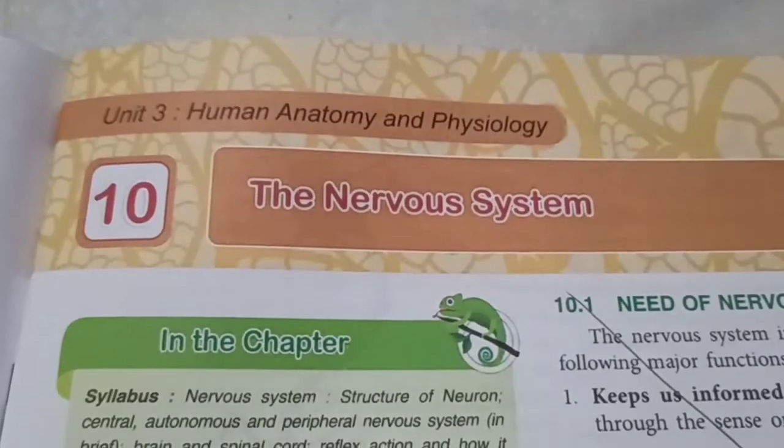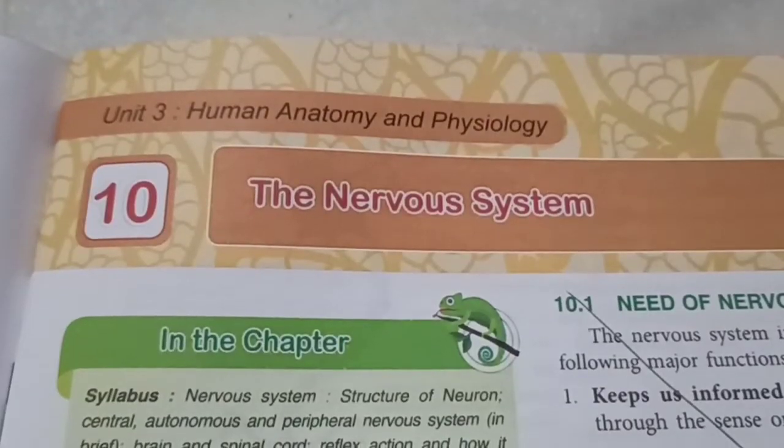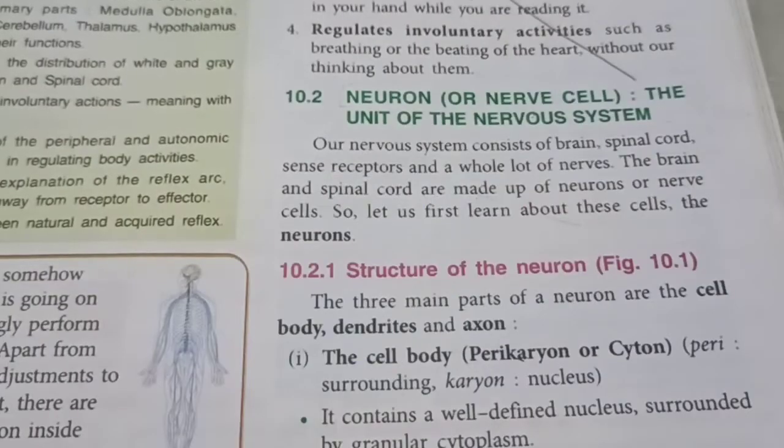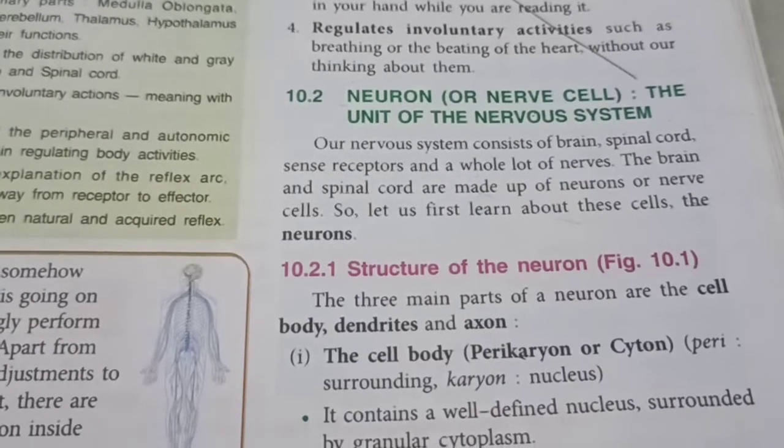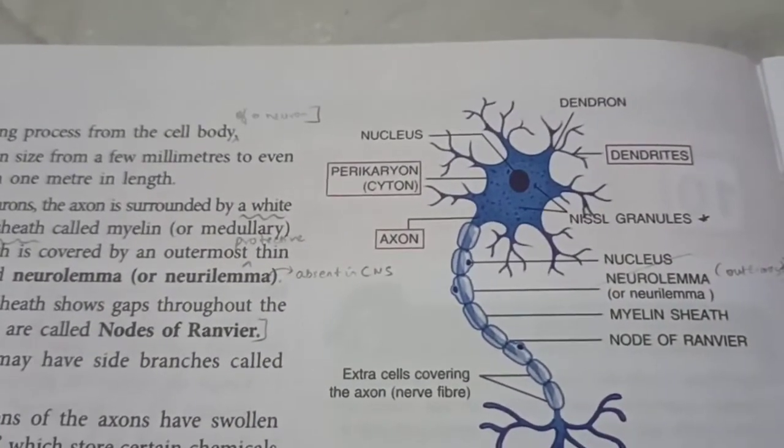Let's study 10th standard ICSE Biology Chapter 10, the nervous system. No, this chapter is not that difficult, so there's no need to get nervous. The basic unit of the nervous system is the neuron or the nerve cell. Let's understand the structure of the neuron. This figure is very important.